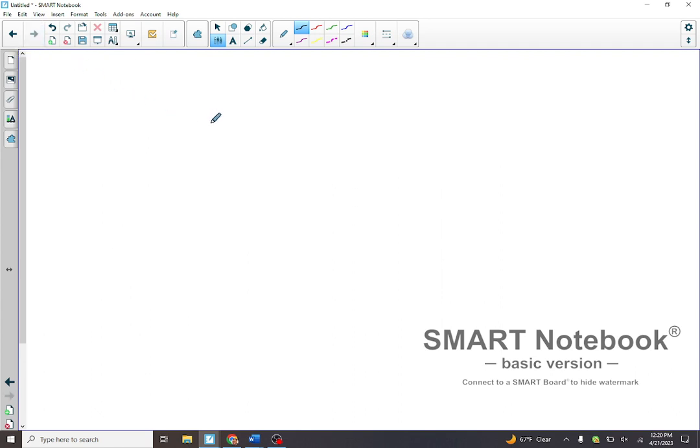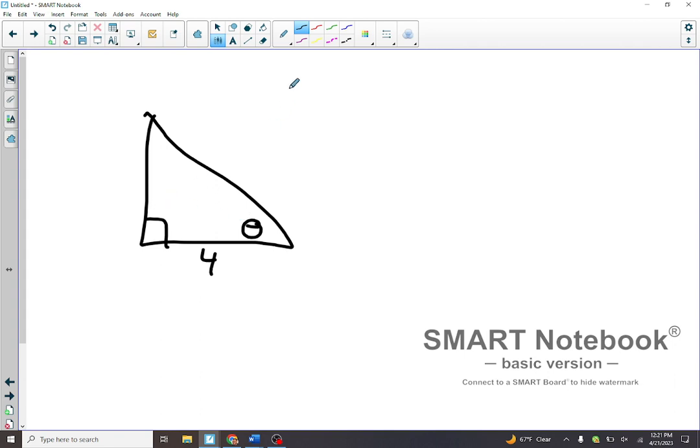You've got some right triangle. This is 4. This is theta. Oh no, we put the actual number. Let's put 32 degrees, and this is x. Find the x value here. So to find the x value, you need the opposite here. So this is the opposite, and this is the adjacent.